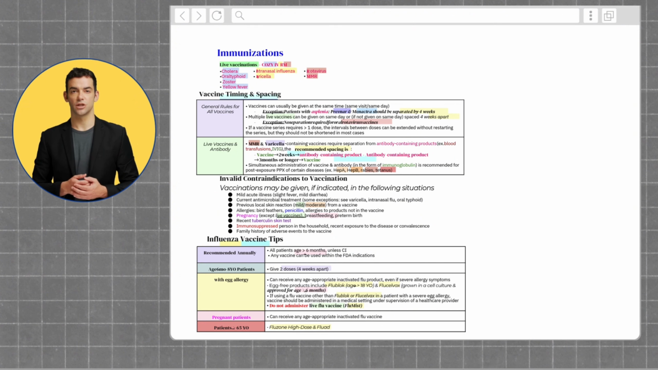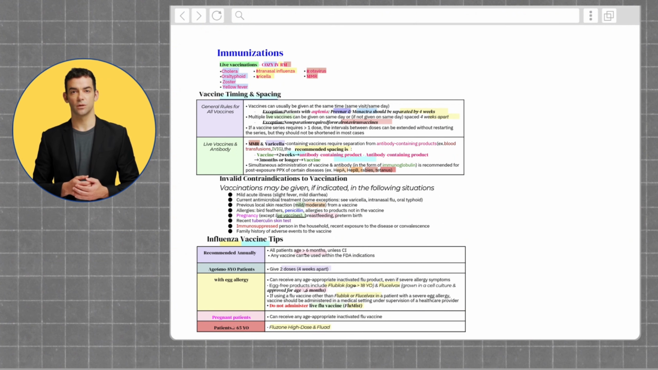Inactivated vaccines are killed pathogen or parts of it. Examples of these include hepatitis A, polio, and rabies. Next, we have subunit, conjugate, or recombinant vaccines. These are specific parts of the pathogen. Examples of these include hepatitis B, HPV, pneumococcal, meningococcal.